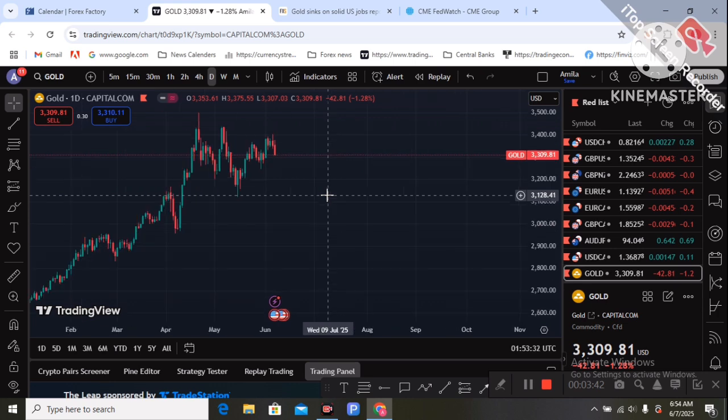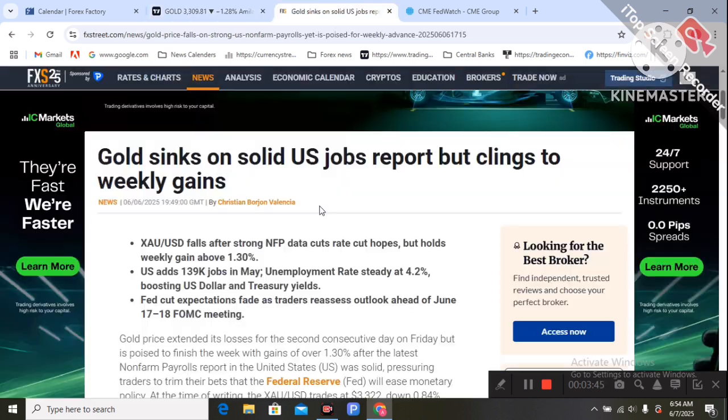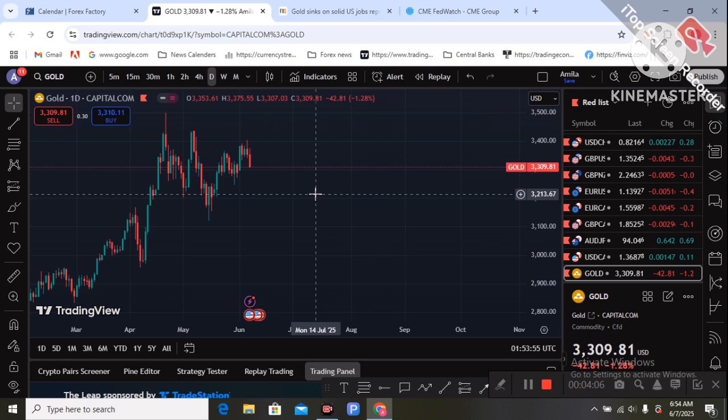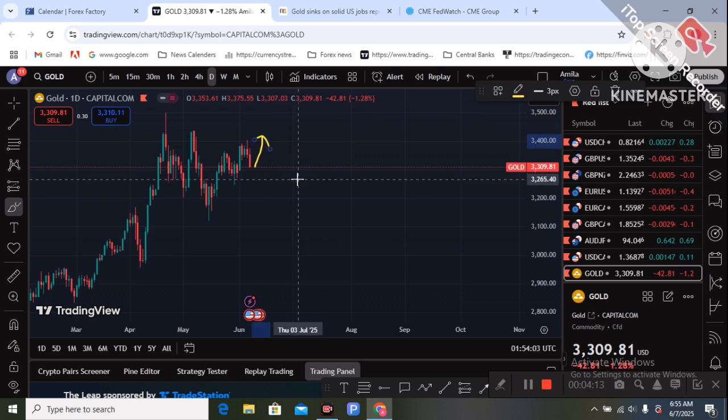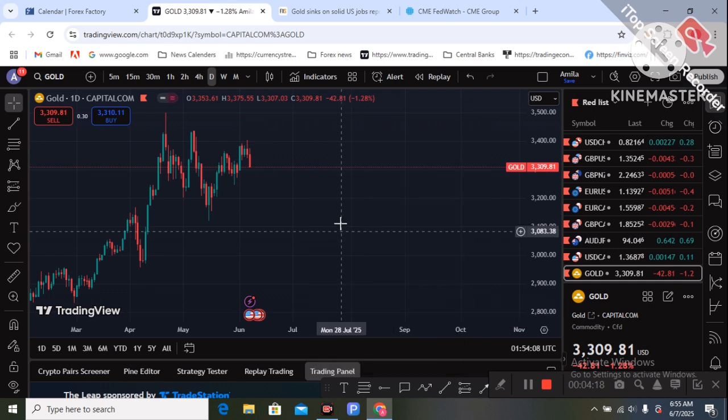The FX Street website mentions this: XAU/USD falls after strong NFP data, while rate cut forecast is there. So a rate cutting cycle forecast in the market will help gold push to the upside. Remember, you should keep in touch with the rate cut forecast also. The interesting economic event next week is the US inflation report, so you should watch it next week.